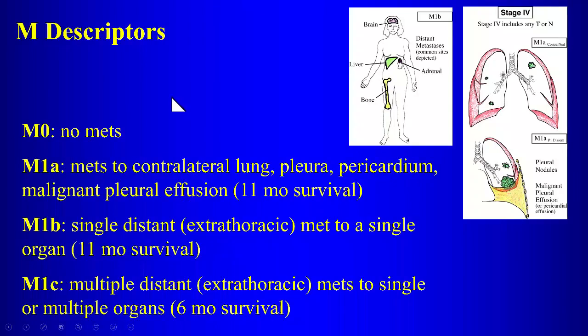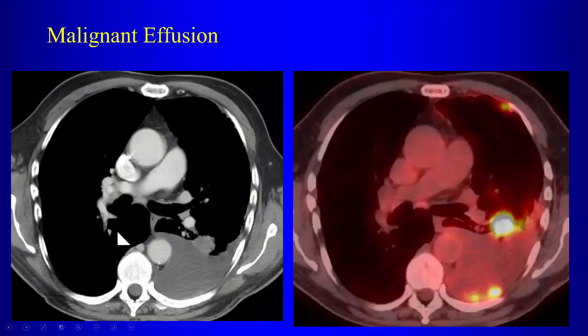For metastatic disease, M1A is if we have mets confined to the thorax. M1B is if you have a single extrathoracic metastatic lesion, and M1C is if you have more than one extrathoracic metastatic lesion. So the M descriptors are also fairly simple. Malignant pleural effusion is also considered metastatic disease.